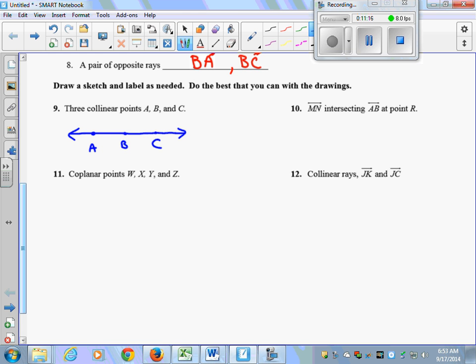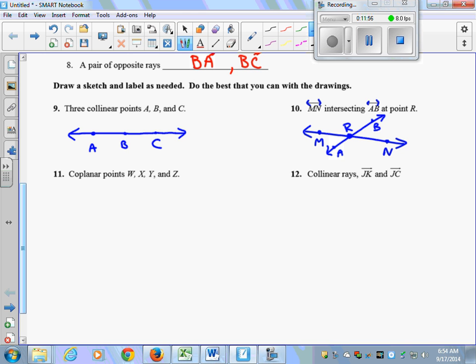Number 10, MN intersecting AB at point R. Oh, this is hard to read, but I think it says line MN. And I'm sorry, does it say line or segment? I can't tell. Maybe yours is clearer than mine is, but I'm going to call this line MN intersecting line AB at point R. So I'm going to say MN with 2 arrows, if that's what that notation is. It's hard for me to read. And AB, A is here, B is here, and it's intersecting at point R.